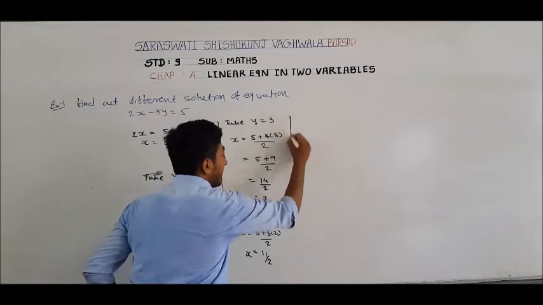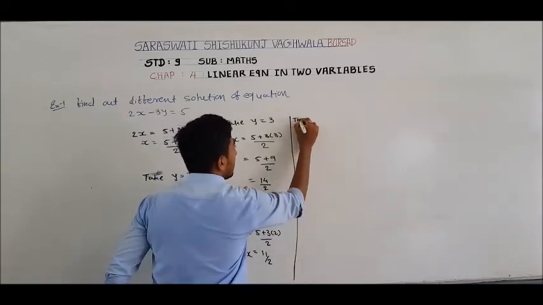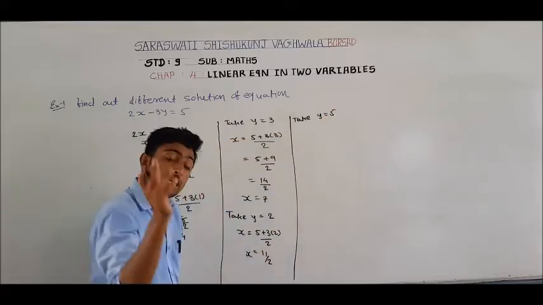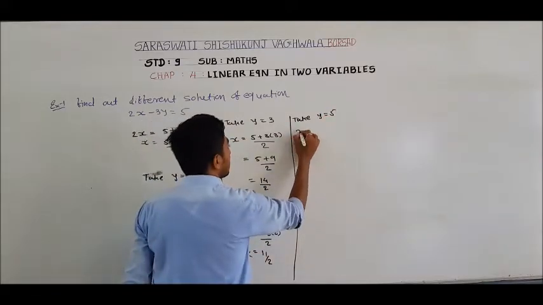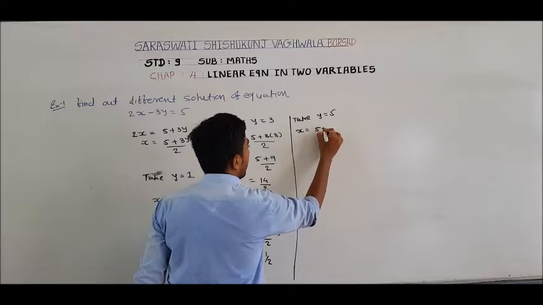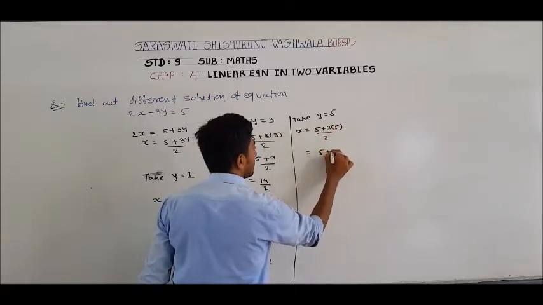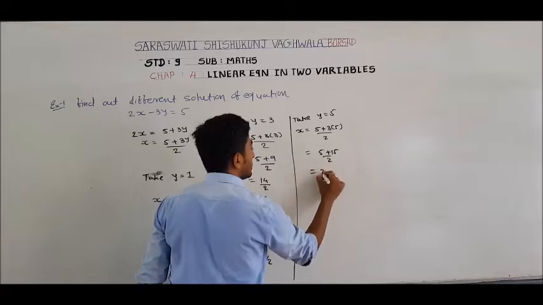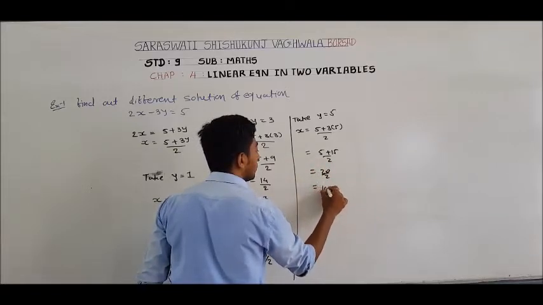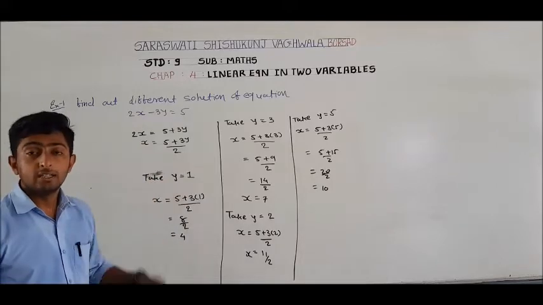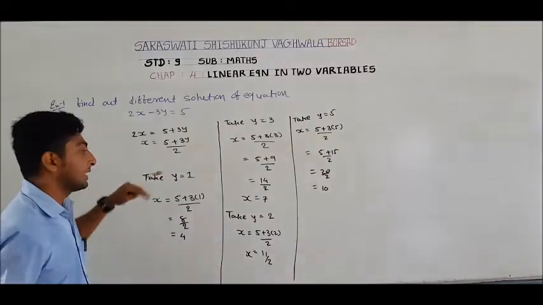So if I take y equal to 5, then the answer is always an integer. Let us see. x equals 5 plus 3 into 5 divided by 2, that is 5 plus 15 divided by 2, that is 20 divided by 2, equal to 10. So that is the way to find the values of x and y.